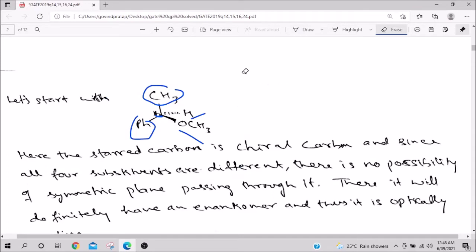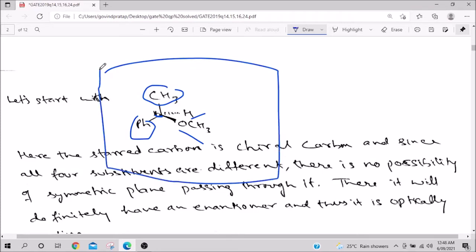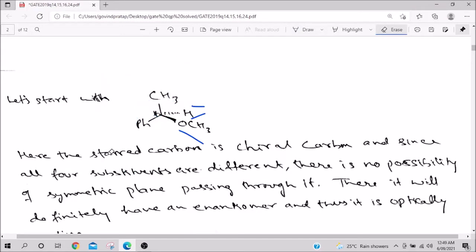Imagine this board itself, this screen itself, as a plane. You are able to divide this CH3 into two identical halves, this phenyl into two identical halves, but outside the screen is OCH3, inside the screen is H. As much as you try, you will see that you cannot find a symmetry plane, and therefore it is optically active and it will have a pair of enantiomers.